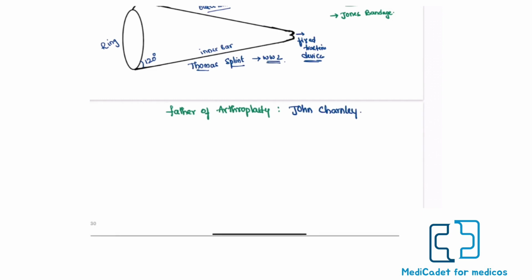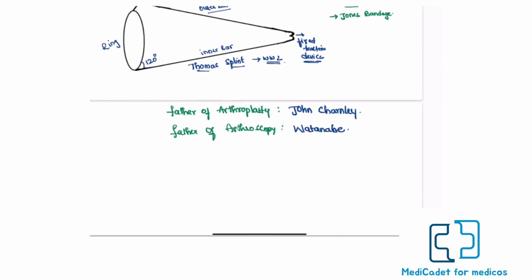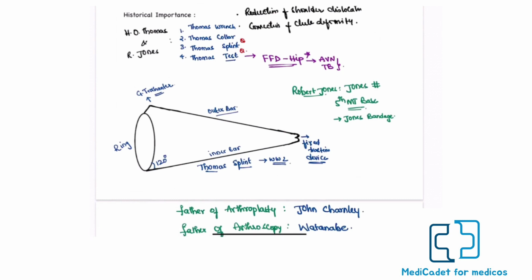And then you have to remember the father of arthroscopy. Arthroscopy is one more specialized branch of orthopedics which is emerging, because after the introduction of scopes into the joints, there are a lot of new advancements in this subject, and this is separately dealt with as sports medicine, right? So the father of arthroscopy is none other than Watanabe. These are some of the eminent personalities which you have to remember, okay?